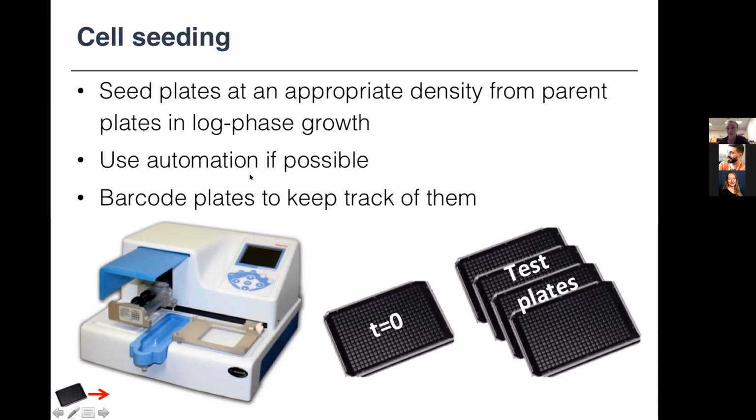Again, automation here makes this really quick. It helps with reproducibility, and we highly recommend barcoding the plates if possible. And so at this point, consider the number of test plates to have, but also if your plans are to compute GR metrics at the end, seed an extra time-zero plate for each cell line that you're studying.